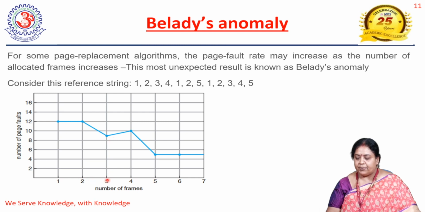But what happens when we increase the number of frames from 3 to 4? Instead of decreasing, the page fault rate has increased. Actually, the page fault rate should decrease, but here, what is happening?